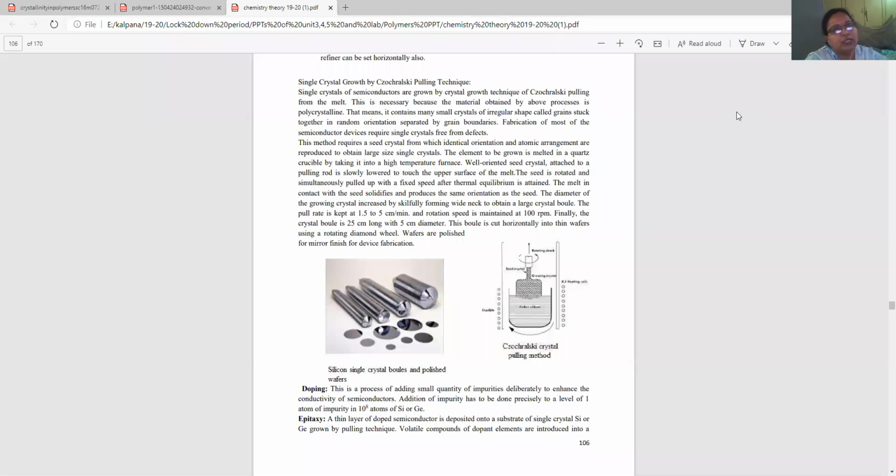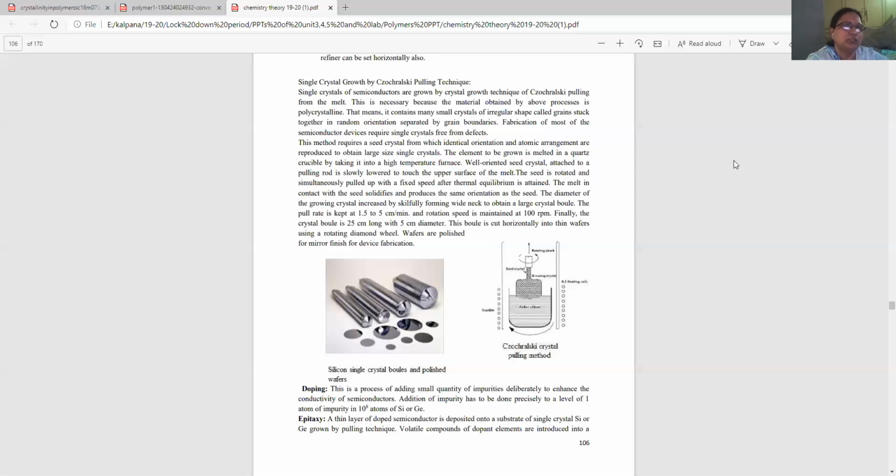So, last class we discussed the introduction of semiconductors and then the preparation of semiconductors by using zone refining technique. Then, the other two techniques of preparation of semiconductors are Czochralski crystal pulling technique and doping. So, first coming to Czochralski crystal pulling technique.